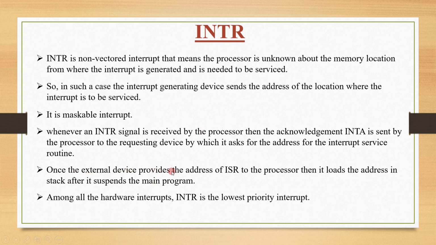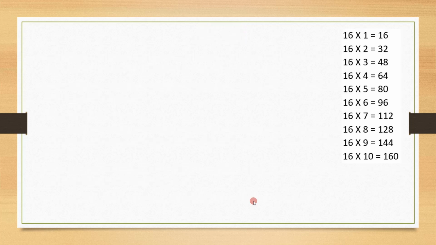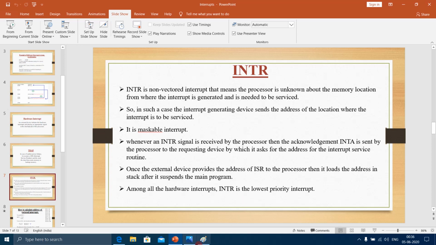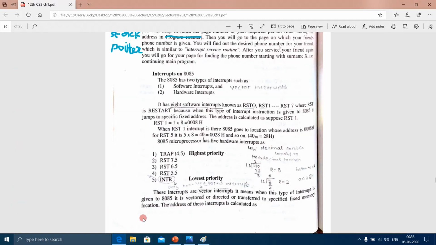Once the external device provides the address of ISR, interrupt service routine, to the processor, then it loads the address in stack. After that it suspends the main program. Again, it's the topic of program counter and stack pointer. Among all the hardware interrupts, INTR is the lowest priority interrupt. Trap has got the highest priority and INTR has got the lowest priority.